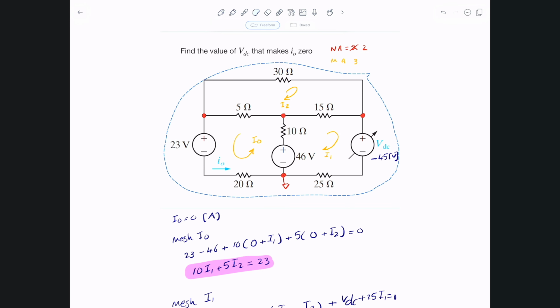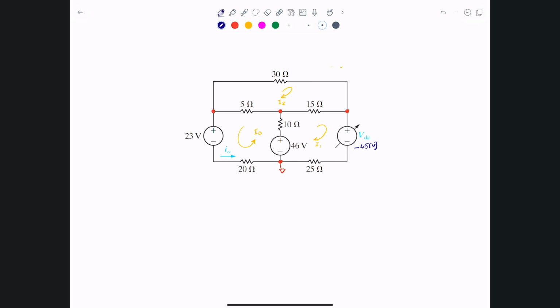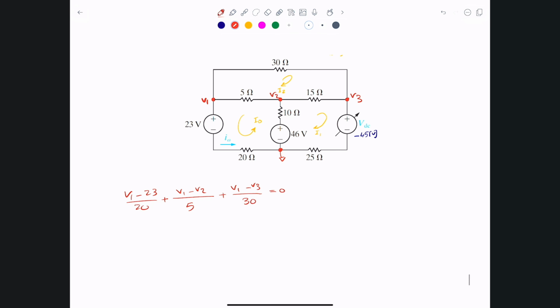I'll just copy this image and put it down and work on that on a new image. So I will assume that this one here is V1, this one here is, I believe, V2, and this one here is V3, and I'm going to write equations. So the first one will be (V1 minus 23) divided by 20. So I'm basically going through that, and this, okay? Plus, I believe it's (V1 minus V2) divided by 5 plus, I believe (V1 minus V3) divided by 30. That will be 0.